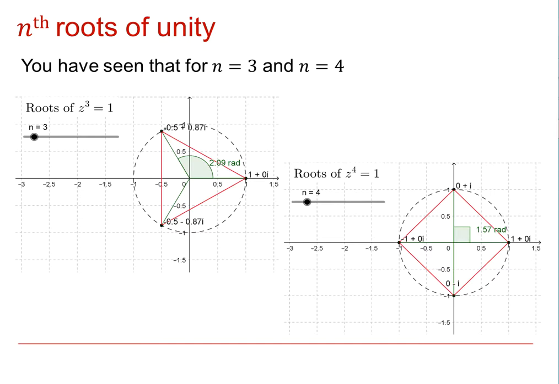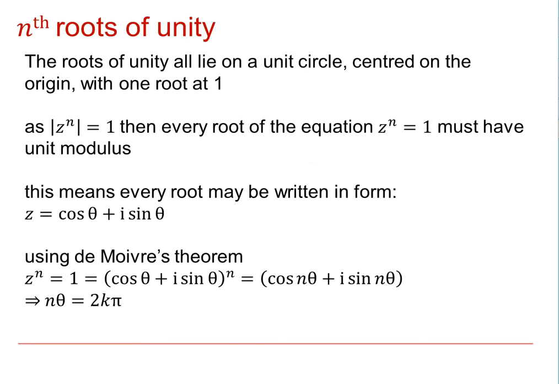with n sides. For example, for n equals 3, an equilateral triangle, as shown in the diagram below, and for n equals 4, a square, as shown in the diagram below. So in general, the roots of unity all lie on a unit circle centred on the origin, with one root at 1. As the modulus of z to the n equals 1, then every root of the equation z to the n equals 1 must have unit modulus, which makes sense if they all lie on a unit circle.